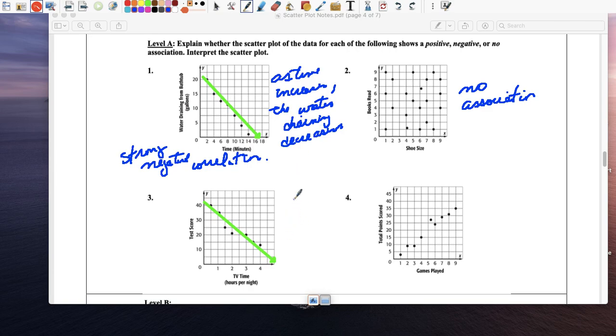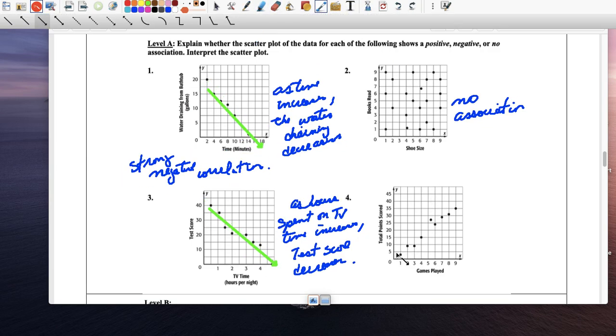And it says here as hours spent on TV time increases, what is it that decreases? Test score decreases. All right, so one goes up, the other one goes down. When it's positive, both will go up. So this one is definitely positive.